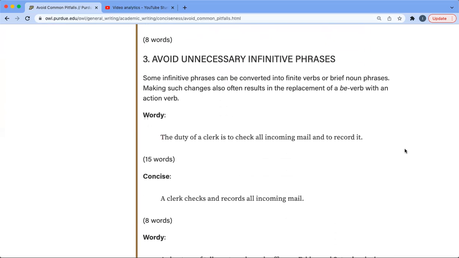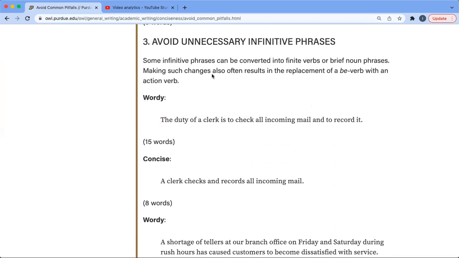The third step of how to avoid pitfalls is avoid unnecessary infinitive phrases. Infinitive phrases are far too common in either professional writing or university and college writing. Some infinitive phrases are necessary, but mostly they can be avoided. If I say, for example, the duty of a clerk is to check all incoming mail and to record it, I can simply say a clerk checks and records all incoming mail.